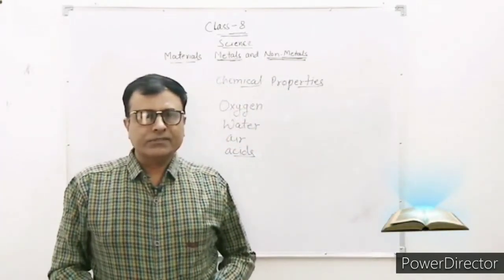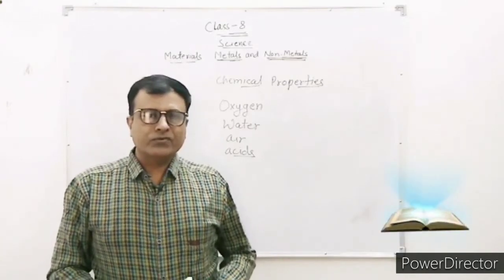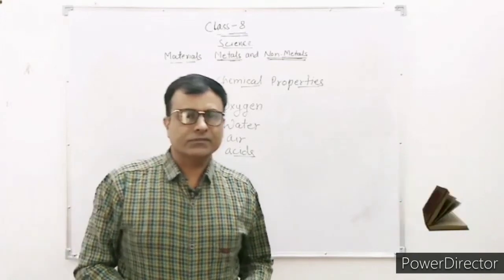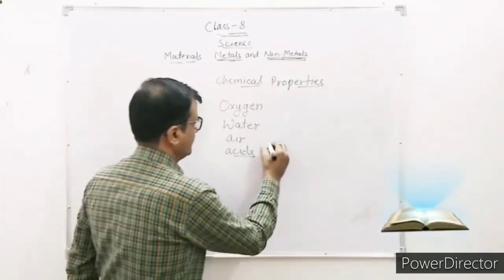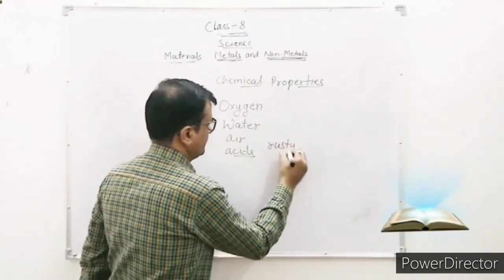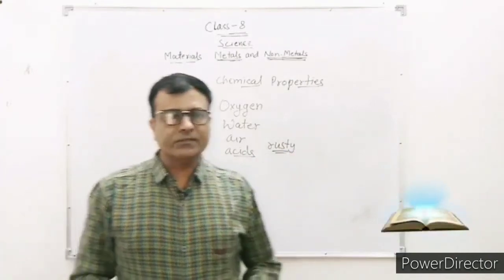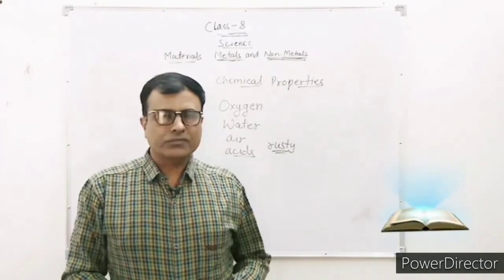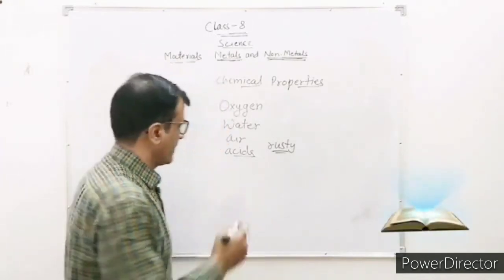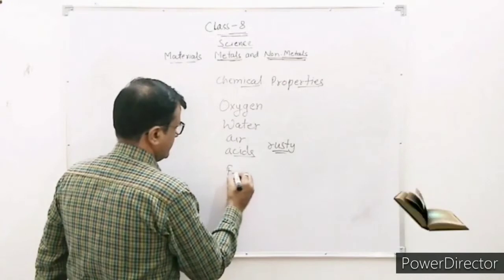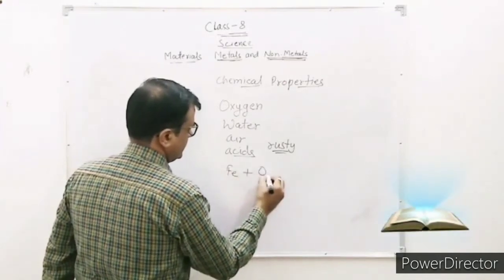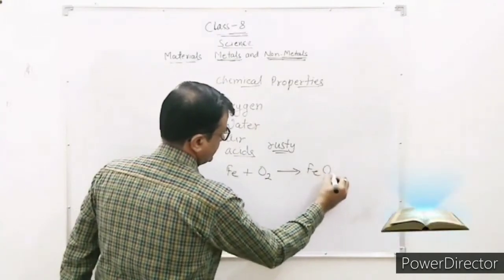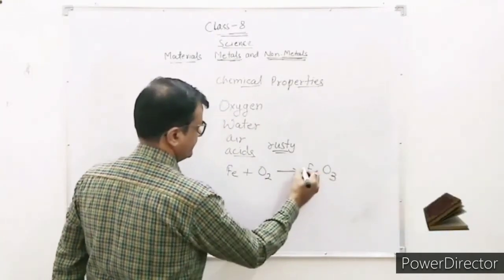When iron comes in contact with the atmospheric oxygen and moisture, it becomes rusty. It means it converts into oxides. Iron reacts with oxygen and converts into its oxide.